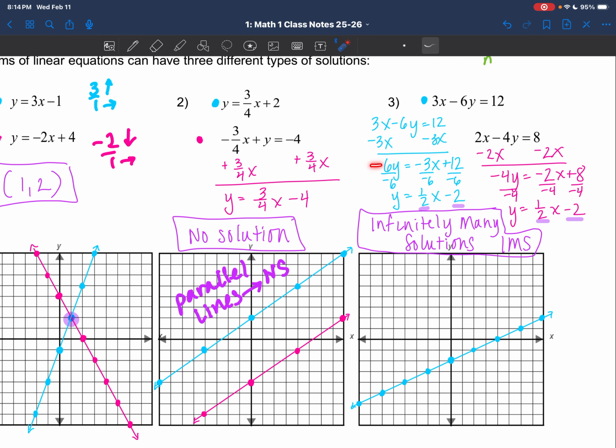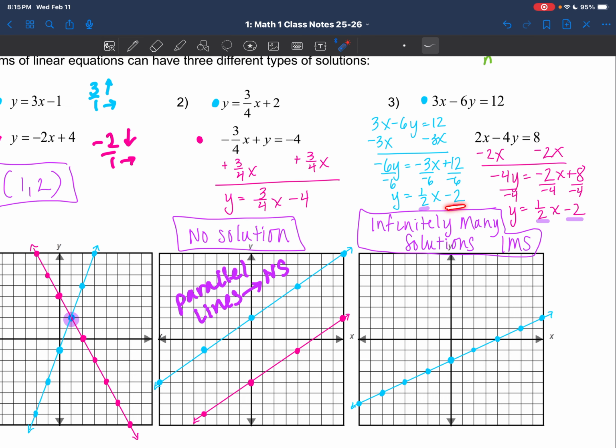And then I've got -6y = -3x + 12, and then I'm going to divide each term by -6 because I want to keep the y here, but I've got to move this over. So that simplifies to 1, so now we're left with y. This simplifies to 1/2, and this simplifies to -2.